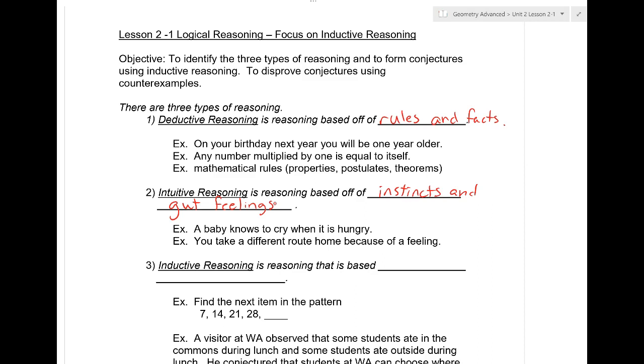Think about it. When you were born, you did not think logically through your head, I'm hungry, therefore I'm going to cry. No, you just screamed bloody murder, okay? That's instincts.